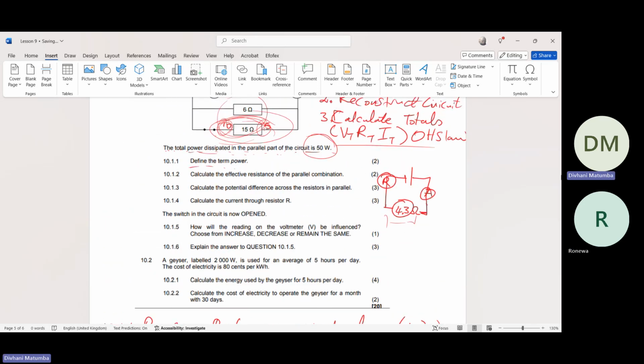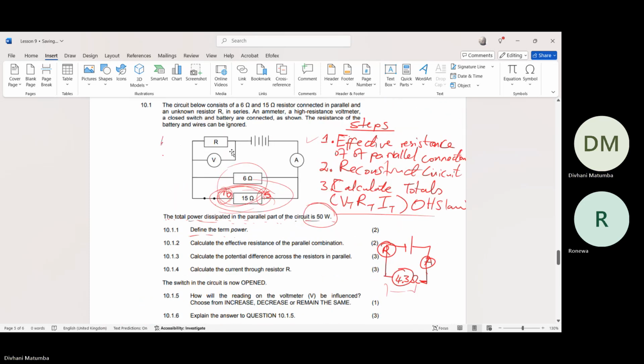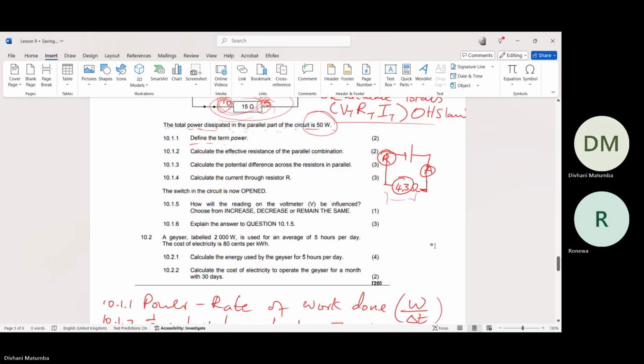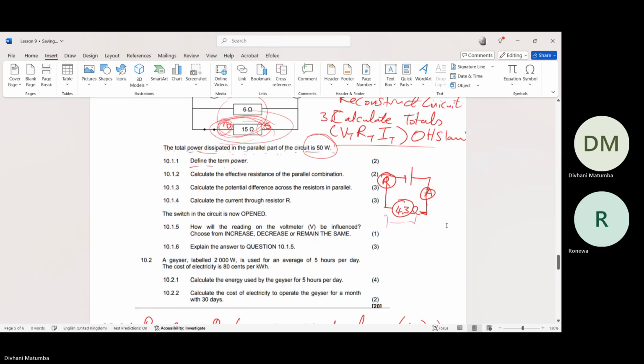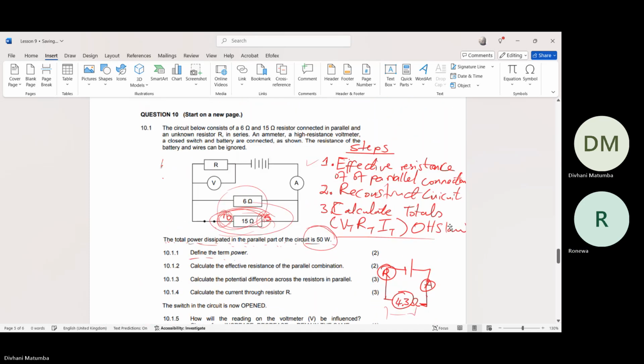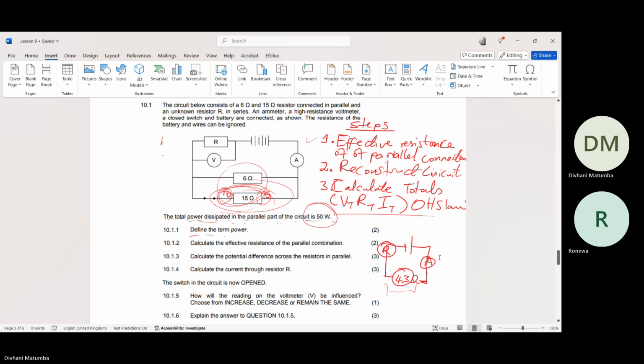Let's see. And then they're saying calculate the current through resistor R. What will be the current going through resistor R?